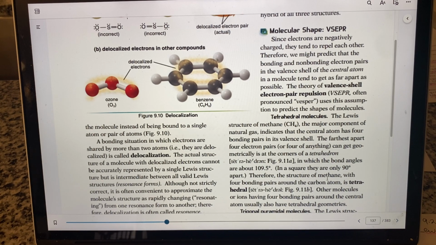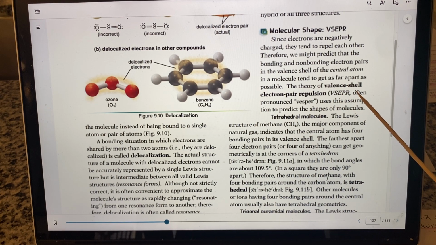So, molecular shape. Okay, basically we're going to take VSEPR, and what does that represent? Well, let's look to see what it represents. It represents V for valence. That's a good thing. We're talking about valences. Those are the electrons in your outer shell. Valence shell, and then electron pair, and repulsion. It's often pronounced Vesper, but it's VSEPR.